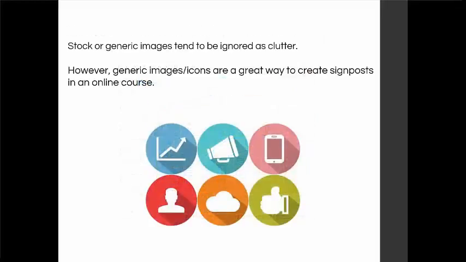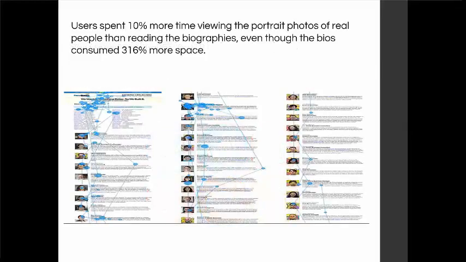So people usually tend to, on the web, ask people to avoid stock or generic images because we tend to just ignore that type of image as just clutter. Our brain is really good at detecting that it's not really important information. However, sometimes those generic images or stock images are really good for things like icons and help with the chunking process to really create signposts in an online course. So for instance, if you have a discussion board, you're going to include an icon to help indicate every time somebody sees that they can expect a discussion board.